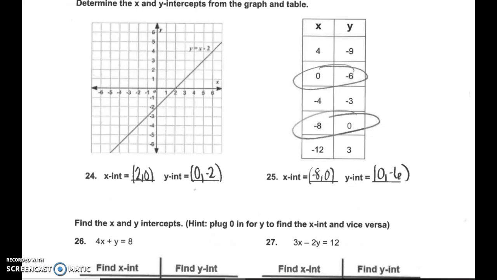Notice from a table of values, the x-intercept again is the point at which, sorry, that's the point at which y is 0. So (-8, 0). And the y-intercept is the point at which x is 0. So (0, -6).